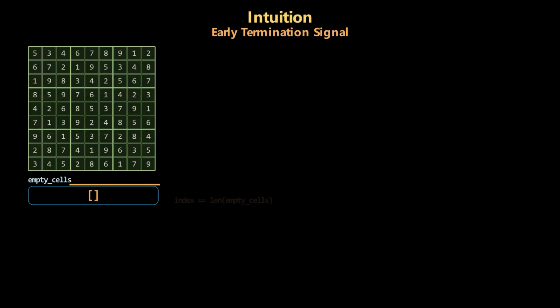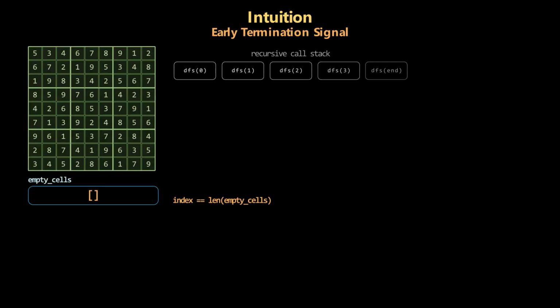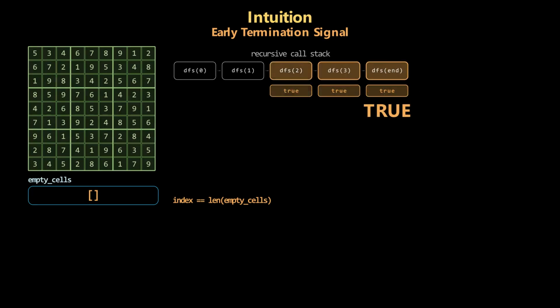Sudoku is guaranteed to have exactly one unique solution. The moment our timeline index reaches the end of our empty cell list, we pull the master escape hatch. We return true up the call stack. This instant signal freezes our tracking arrays and halts all further exploration, preserving our beautifully solved board and returning it instantly.